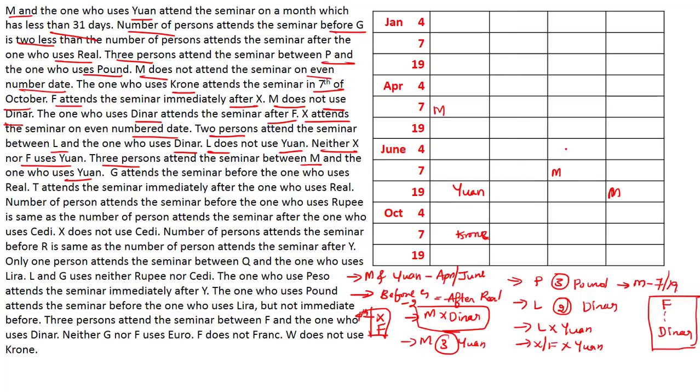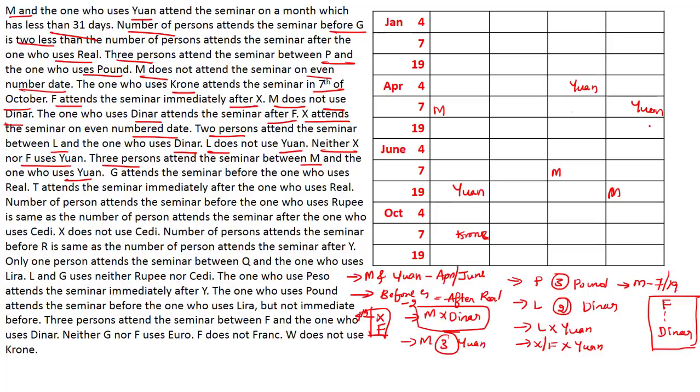Here M is here, 1, 2, 3. If I go after 1, 2, 3, yuan cannot be placed here, because the yuan person has to be in the month of April or June. That's not possible if we go after M, so we have to go before M. M is here, 1, 2, 3, so yuan has to be placed here. So yuan is on 4th April. We already know that the yuan person would be in the month of April. In the same manner, M is here, 1, 2, 3. We cannot go after; we have to go before. So yuan has to be placed here.